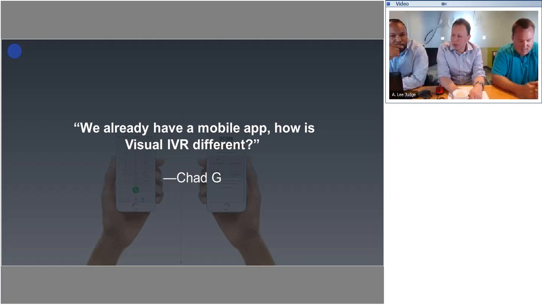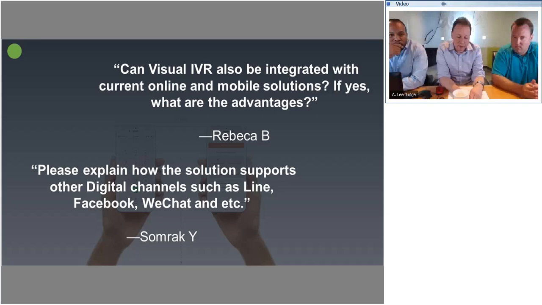Yeah, both the functionality, and I think we had another question related coming up here, but what's interesting is Visual IVR is actually driving additional downloads of that mobile app as well. So, people, as they get more familiar with the digital experience, they're more apt to now actually go download the mobile app. So definitely 2 very complementary solutions, actually.